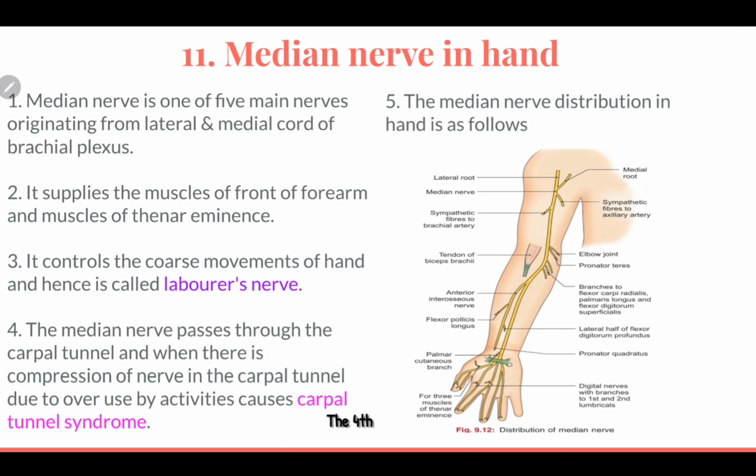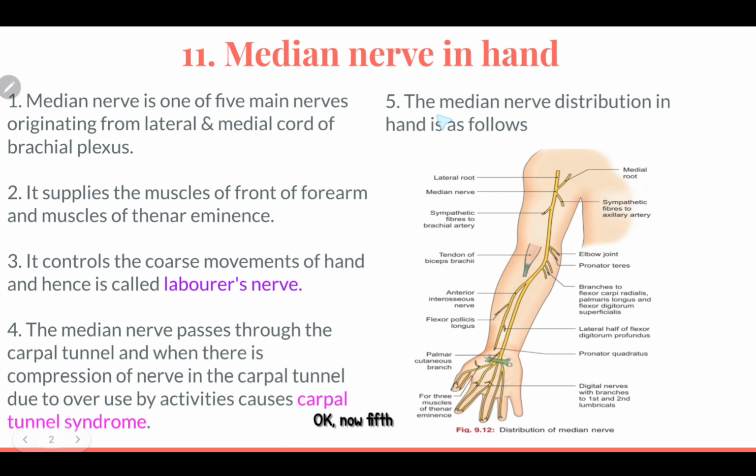Okay. The fourth point is that the median nerve passes through the carpal tunnel, and when there is a compression of the nerve in the carpal tunnel due to overuse by activities, it causes carpal tunnel syndrome. So the carpal tunnel comes somewhere around this area, and when there is a compression of the nerve in this carpal tunnel due to overuse by activities like writing, it causes carpal tunnel syndrome. So mostly in writers, they get carpal tunnel syndrome.